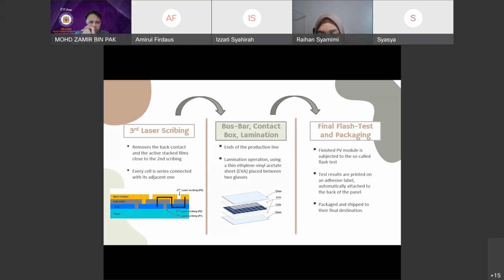And lastly is the lamination operation, where a thin ethylene vinyl acetate sheet is placed between two glasses. The finished PV module is subjected to the so-called flash test to learn the electrical output power and the characteristic photovoltaic parameters. The test results are printed on an adhesive label, which is automatically attached to the back of the panel. The test modules are automatically divided into output power classes and packaged in order to be shipped to their final destination.